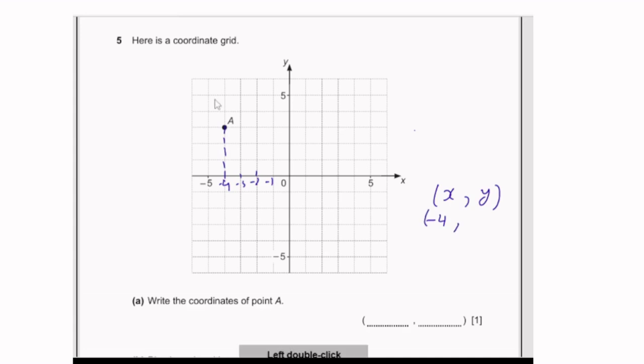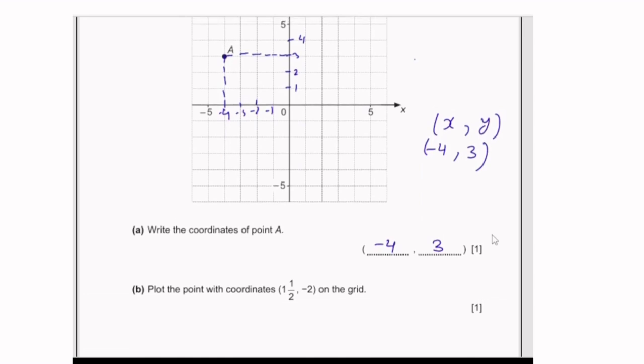Now you go along from A to touch the y-axis. So this is our y-axis. If you see here, this is 1, 2, and 3. This is 1, 2, 3, and this is 4. So we have 3 here. So y is positive 3. So the answer is negative 4 and positive 3, right?